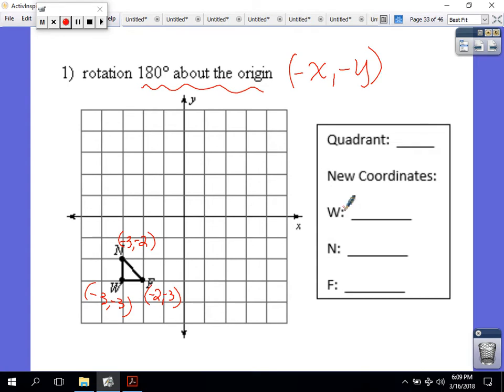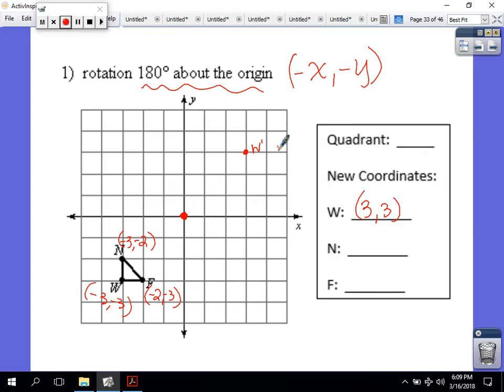So let's start with W. And W is at -3, -3. So it's going to be at +3, +3. And we can now graph that. Start at 0, 0, and always put a dot at 0, 0 if the graph doesn't have numbers, so you can easily find it and you don't have to keep looking every time. So right 3, 1, 2, 3, up 3, 1, 2, 3, and that is W prime.